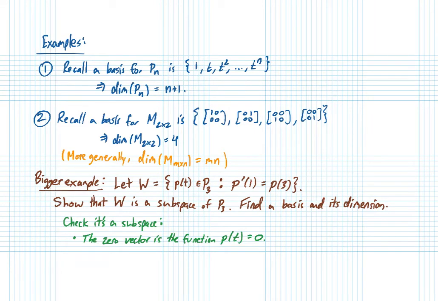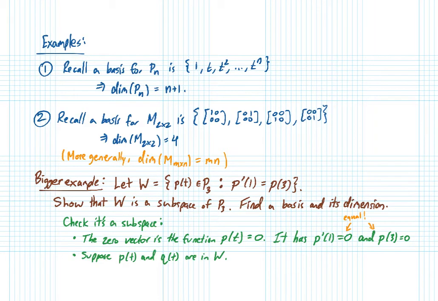And the first thing we want to check is, is the 0 vector in there? The 0 vector in P3 is the polynomial whose formula is P of t is equal to 0. So it's 0 for all t. Well, if you take the derivative of 0, it's still 0, and if you plug in 1 into that, it's still 0. And similarly, if you plug in 3 into 0, you get 0. So P prime of 1 is equal to 0 in this case, and P of 3 is equal to 0 in this case. And those two things are equal to each other. And so yes, it's in W.